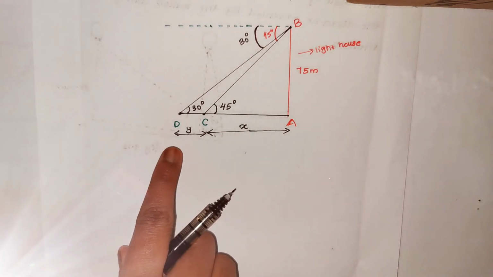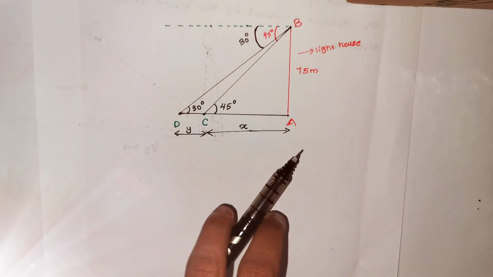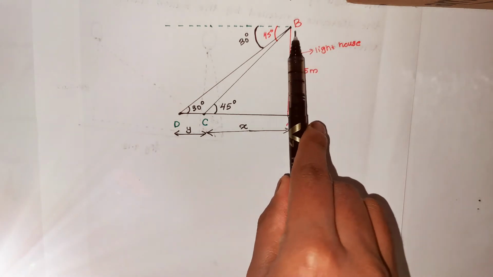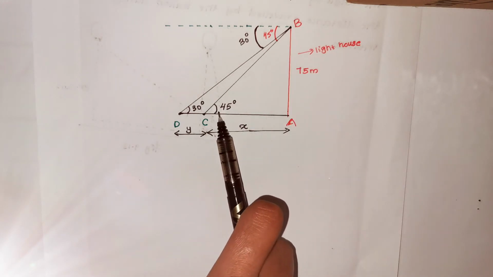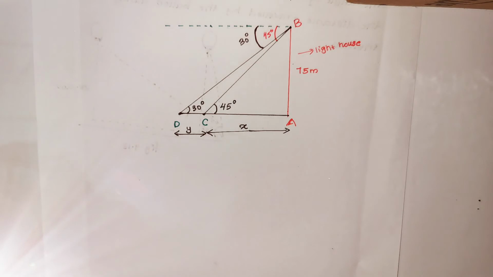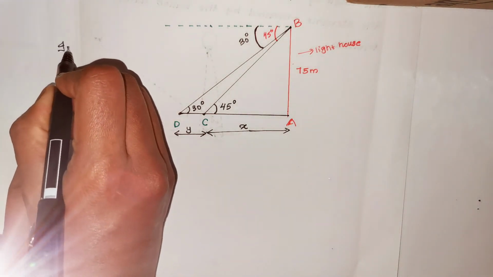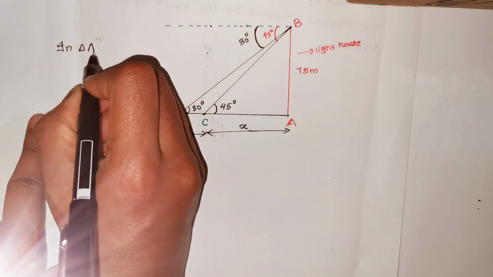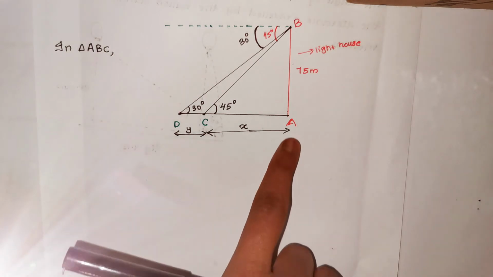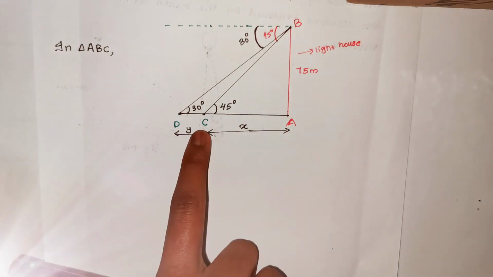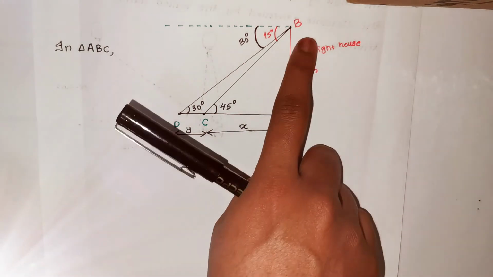Students, let's take the triangle next. We can take the ratio. Let's start with the triangle ABC. We have an angle here and we have one known side here. In triangle ABC, AB by BC. AB is a known side, and AB by AC.